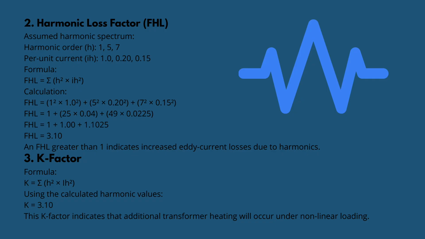For the K factor, K equals the summation of the harmonic order squared times per unit current squared again. So it's basically the same process, but we use it for the K factor. The K factor indicates the additional transformer heating that will occur during non-linear loading.